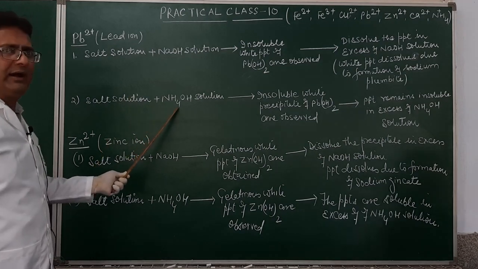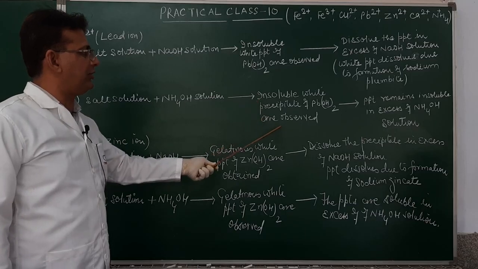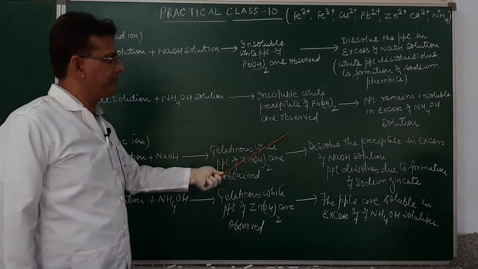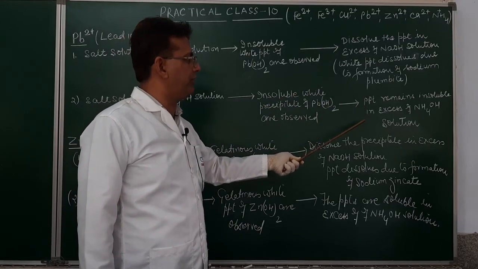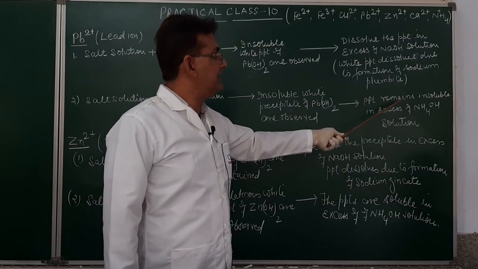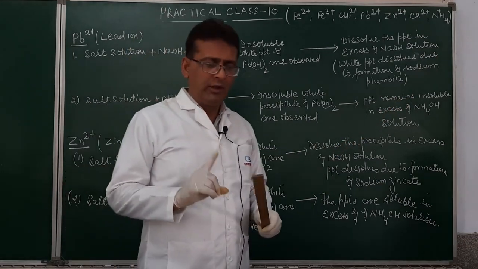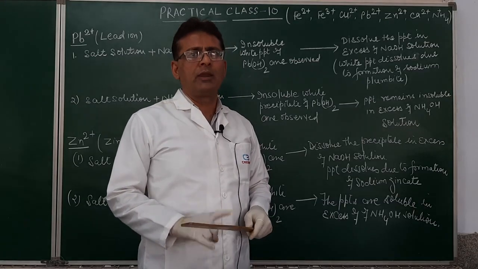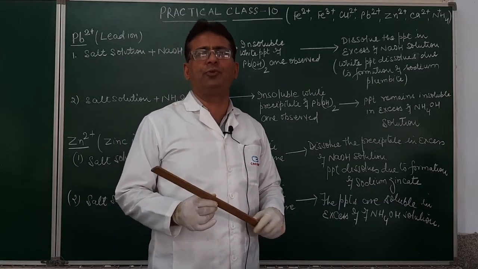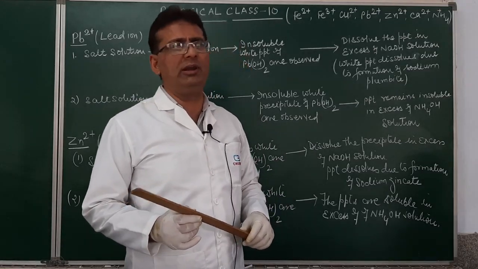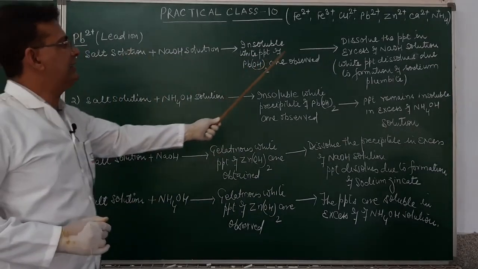Now in another test tube, we will take the salt solution again. To this we add ammonium hydroxide. Insoluble white precipitate of lead hydroxide is observed. Dissolve the precipitate in excess of ammonium hydroxide solution. The precipitate remains insoluble in excess of ammonium hydroxide solution. So lead salt solution gives precipitates of lead hydroxide, which are soluble in excess of sodium hydroxide but insoluble in excess of ammonium hydroxide.